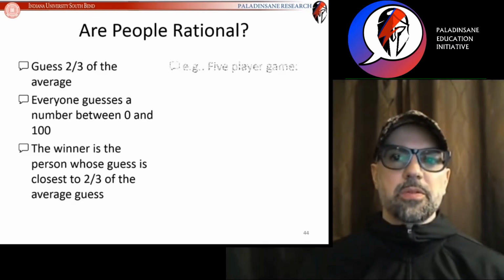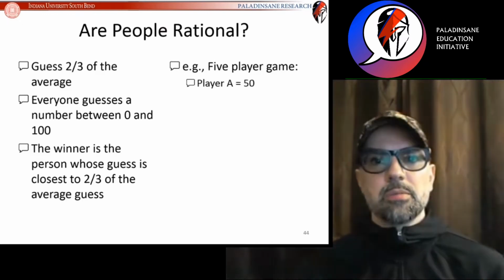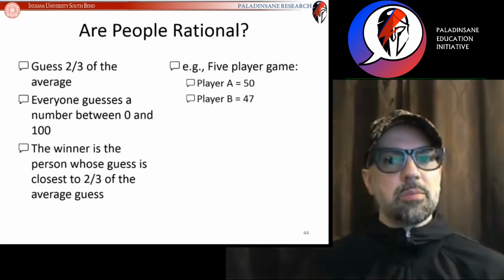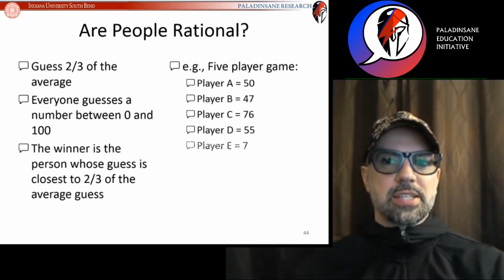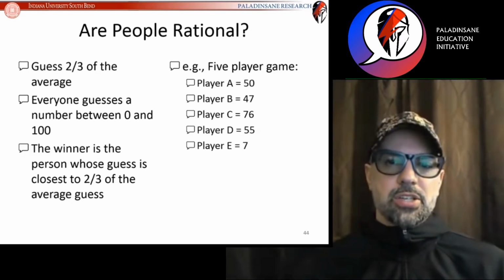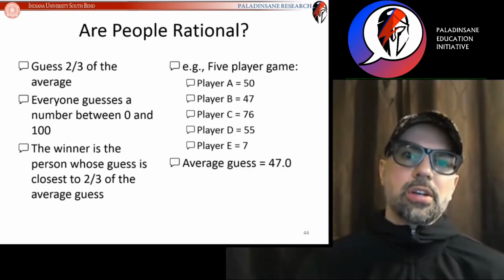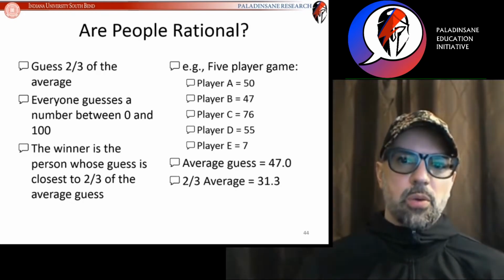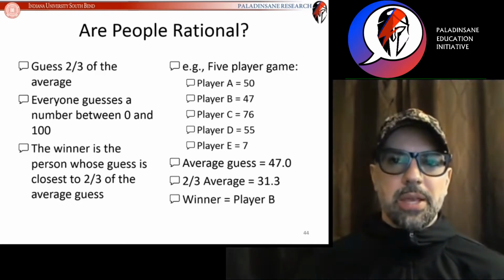So for example, if we were playing this with 5 players and player A guessed 50, player B guessed 47, player C said 76, player D said 55, and player E said 7, the average of all those guesses is 47. So 2/3 of that average is 31.3, and the winner in this case would be player B.